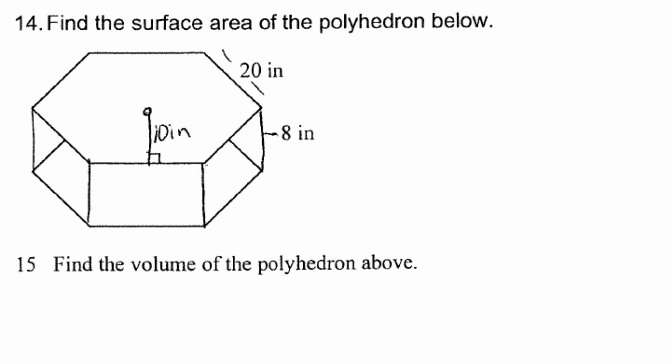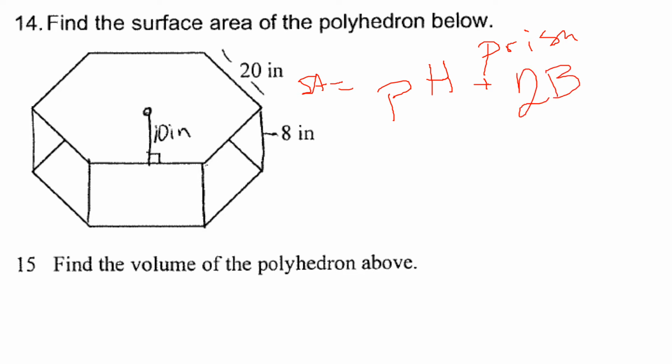Line 2, surface area and volume. So you've got another problem with surface area. This is one of those prisms. Got the top and the bottom matching, so that's under the prism formula. It's a hexagonal prism. So the formula for surface area: perimeter times big height plus 2 times your big B, because you do have 2 bases.